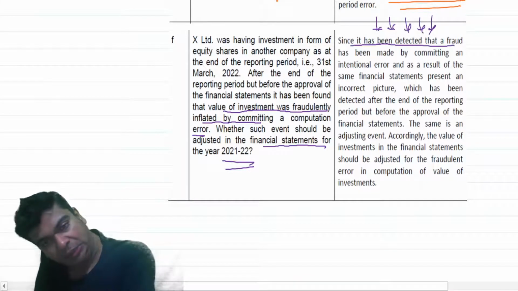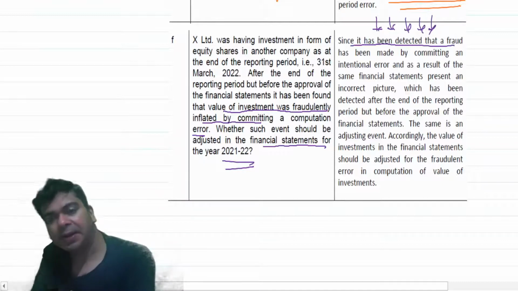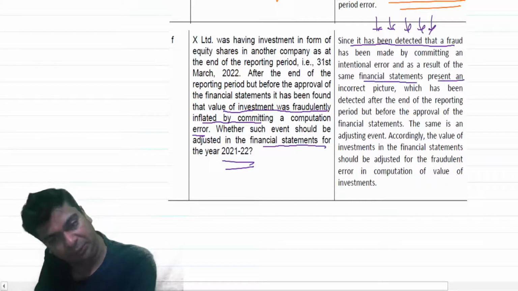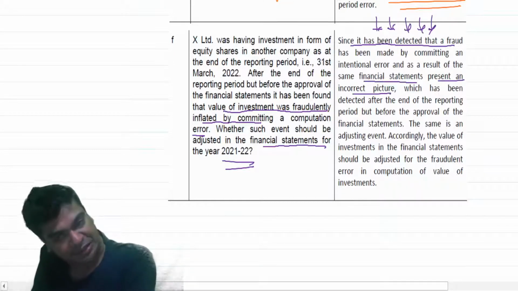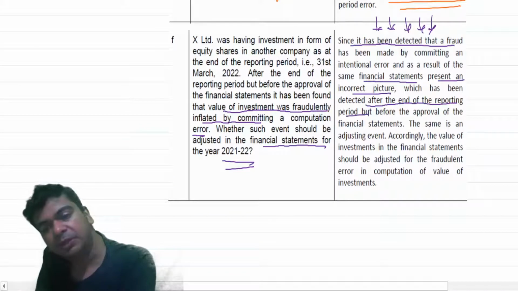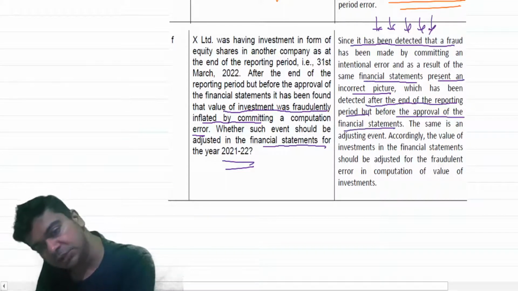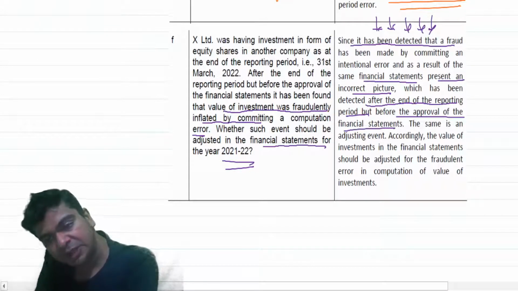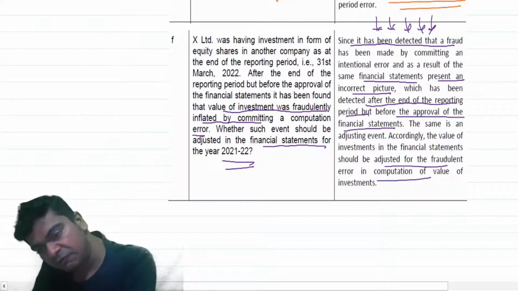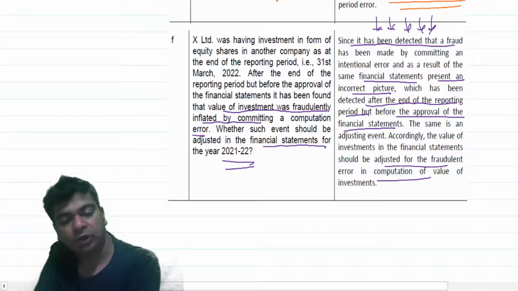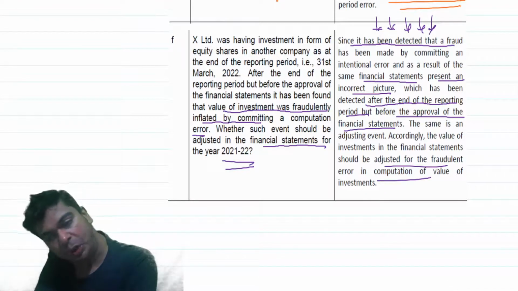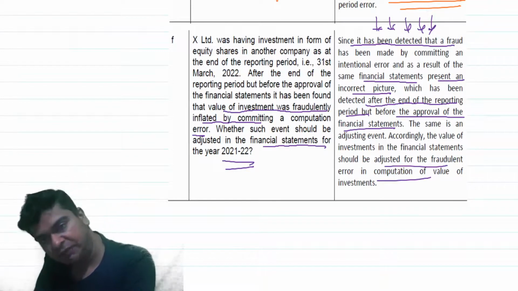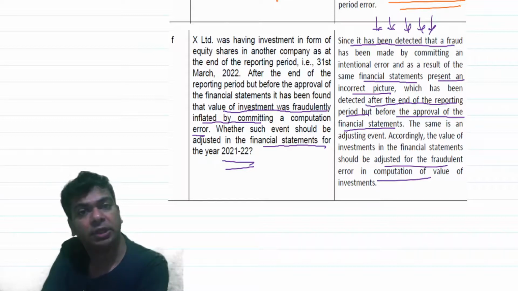Since it has been detected that a fraud has been made by committing an intentional error, and as a result of the same, financial statements present an incorrect picture, which has been detected after the end of the reporting period but before the approval of the financial statements, the same is an adjusting event. Accordingly, the value of investment in the financial statement should be adjusted for the fraudulent error in the computation of the value of investments. It's an adjusting event, and accordingly, the value of the investment should be changed.